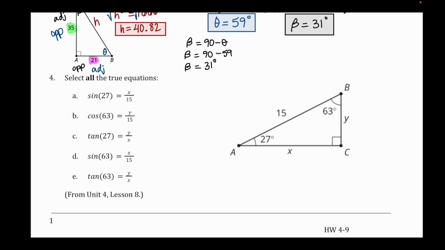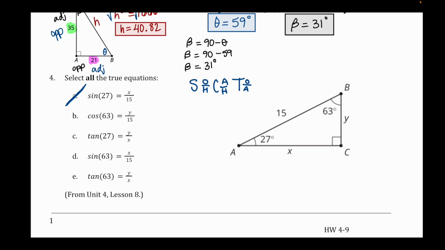But really it's just select all true equations. So here we're going to analyze and see which ones are true. So for sine of 27, I'm just going to write out SOHCAHTOA for myself here as a reminder. Okay, so sine of 27, that's putting us here. So that's opposite over hypotenuse. Is that y over 15? Well, on the option they gave me here, they say x over 15, so it's not true.